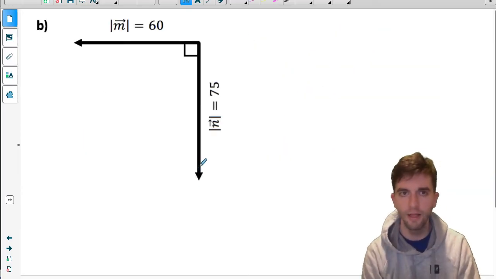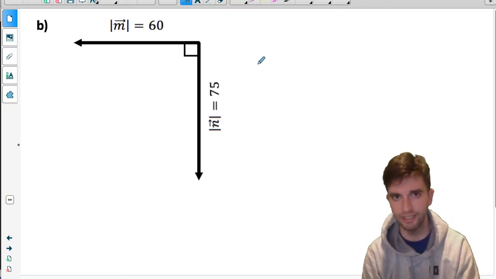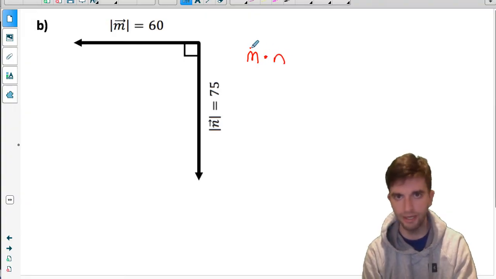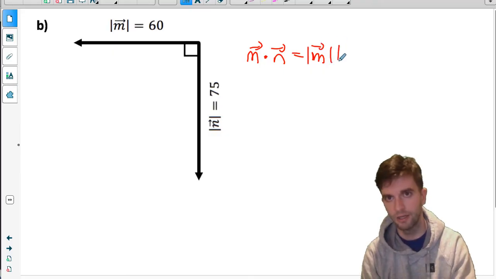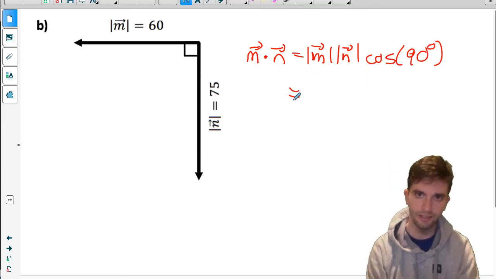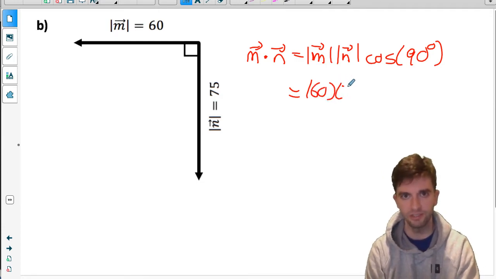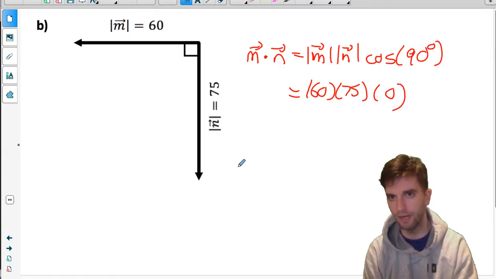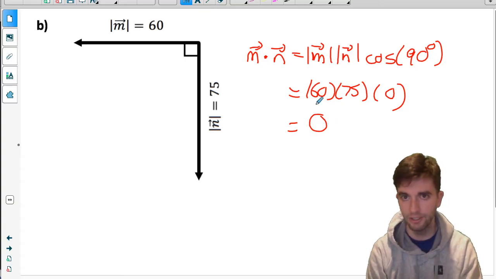Part B. This one is a very special case of dot product that you're going to have to understand. If I want the dot product of m and n, so I'll do m dot n or n dot m, doesn't matter, would equal the magnitude of m times the magnitude of n times cosine of the angle between them, and the angle between them is 90. And cosine of 90 is actually 0. So it doesn't matter what these magnitudes are, 60 and 75, they're being multiplied by 0. So the dot product of two vectors when they're perpendicular to each other is 0.